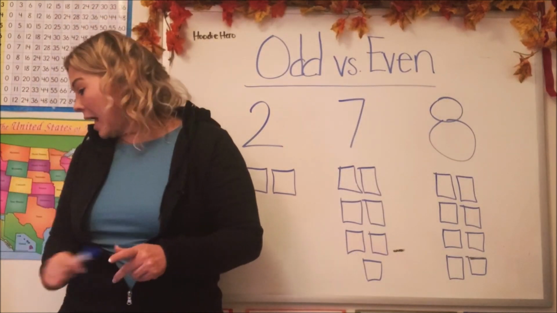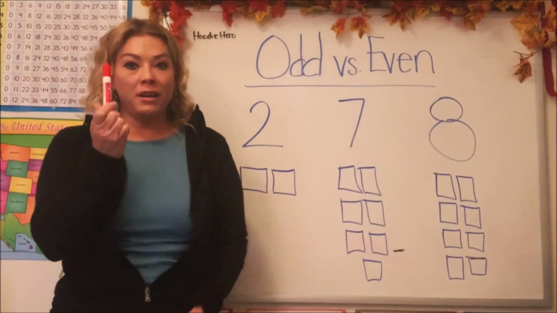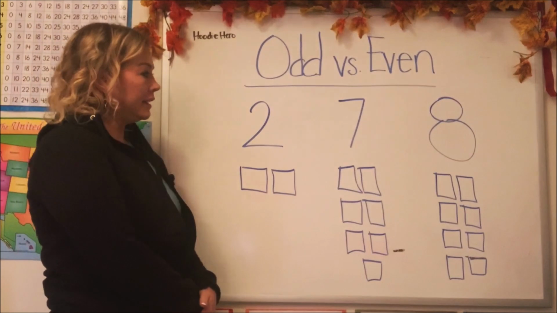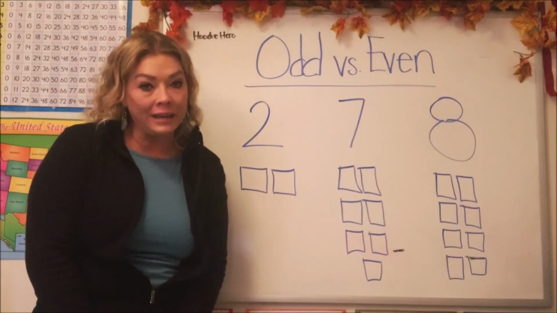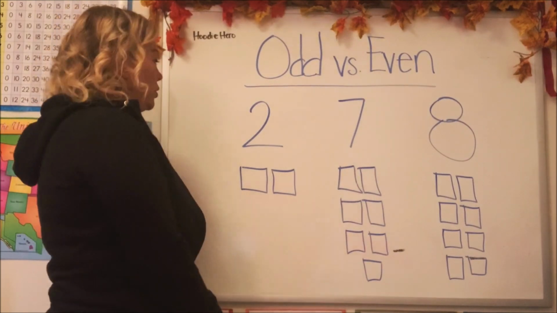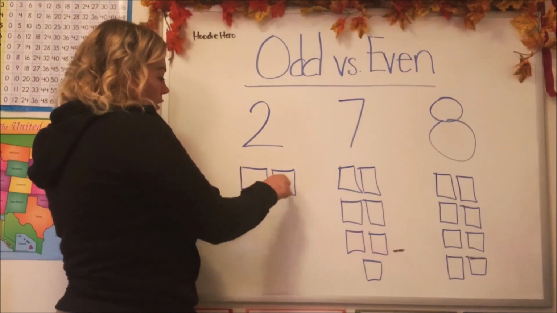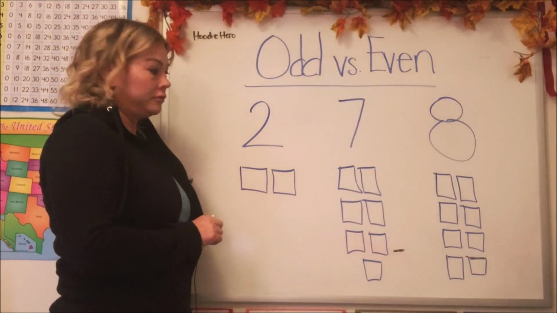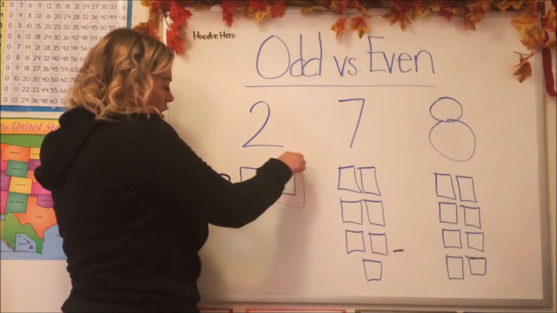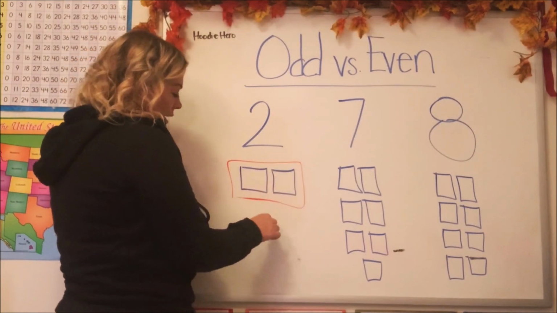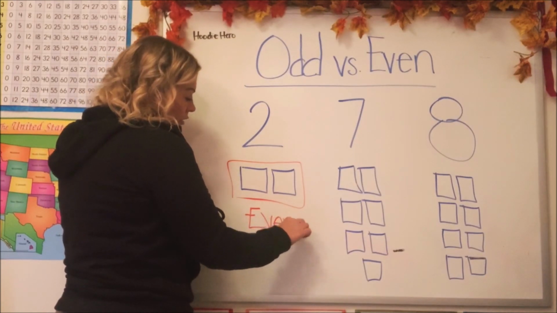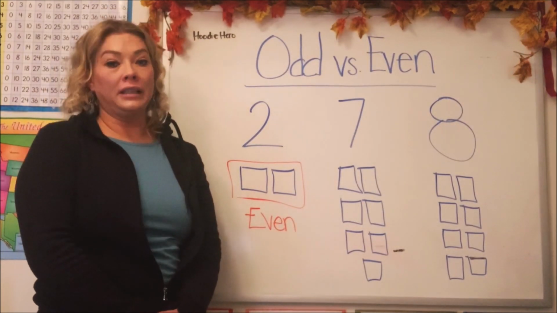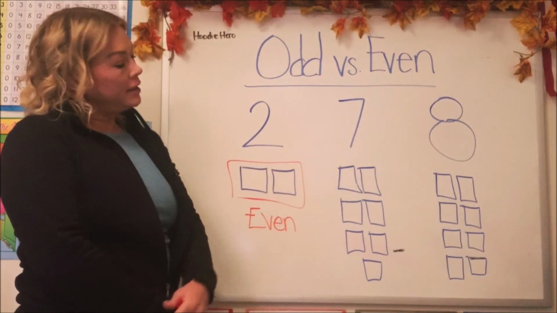Okay, are you guys done? I'm going to switch to my red marker. All right, let's figure out if these 3 numbers are odd or even. All right, let's go to 2. Do each of the blocks in 2 have a partner? They do, look. Hooray, that one is even. 2 is even, huh?